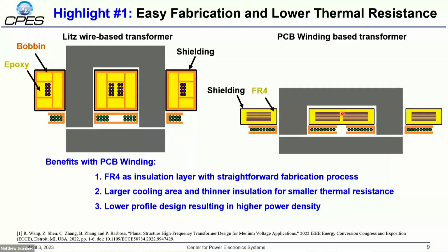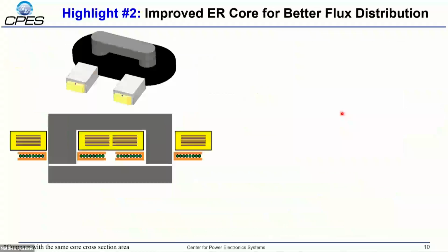Another beauty of this one is the lower profile design, as we can see in this part. The PCB-Winding-based transformer can easily reduce the height of the transformer to further increase the power density. However, there is one drawback of the PCB winding that we cannot avoid: it will lead to a significantly greater winding loss, and how to control this should be a key issue for the PCB-Winding-based transformer.